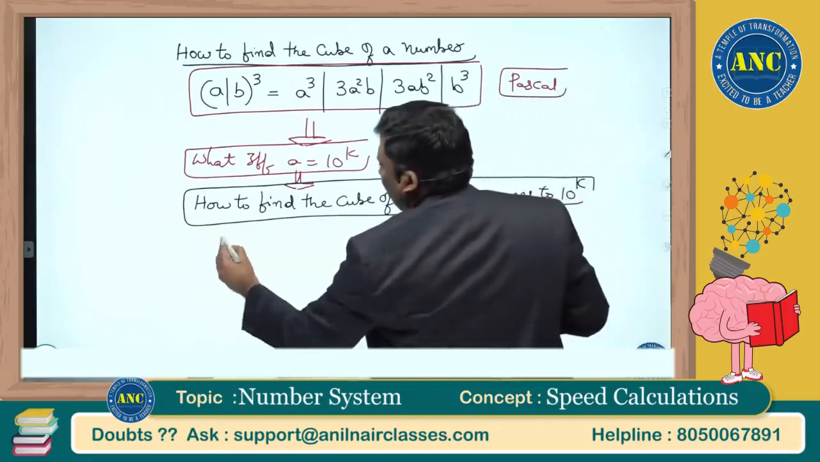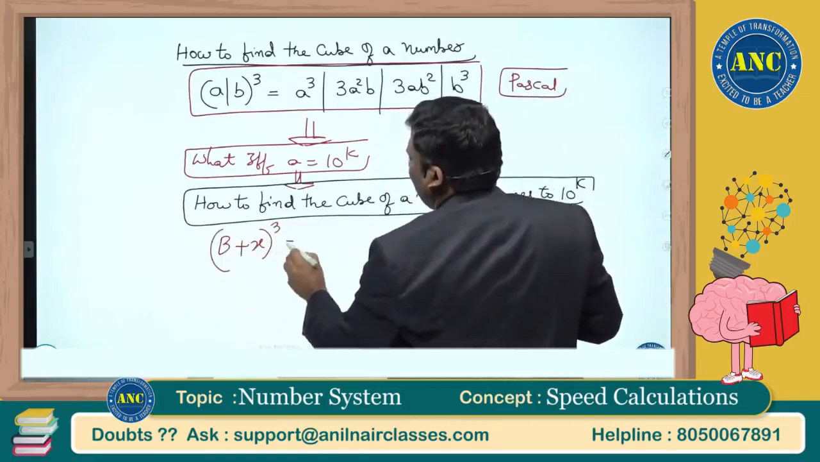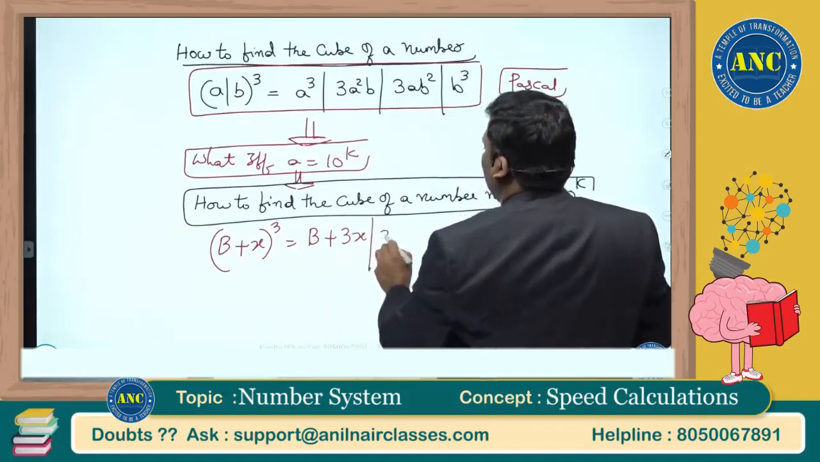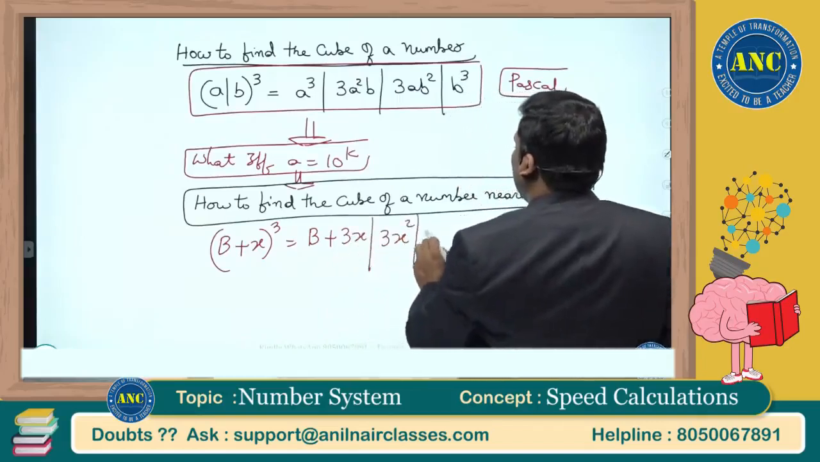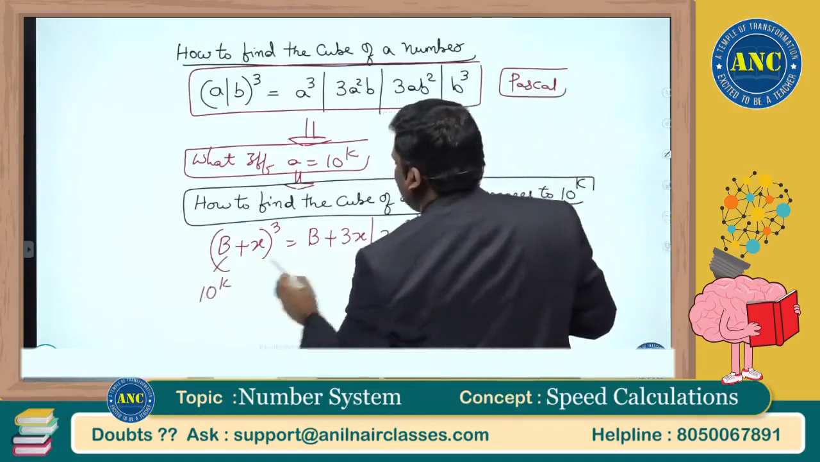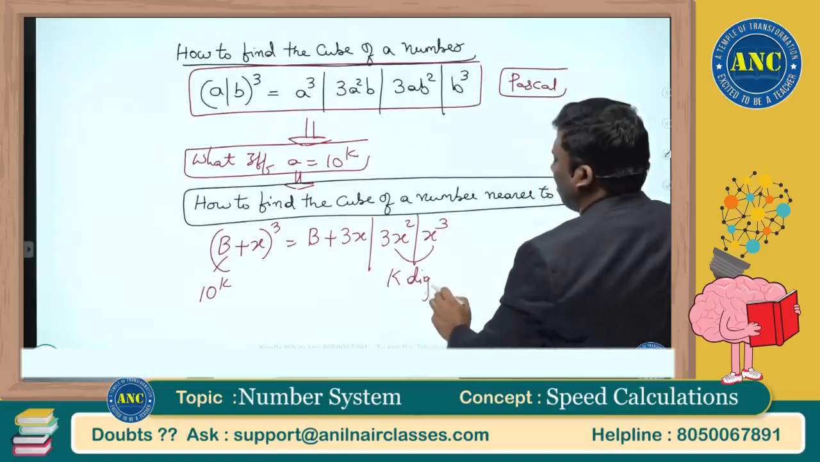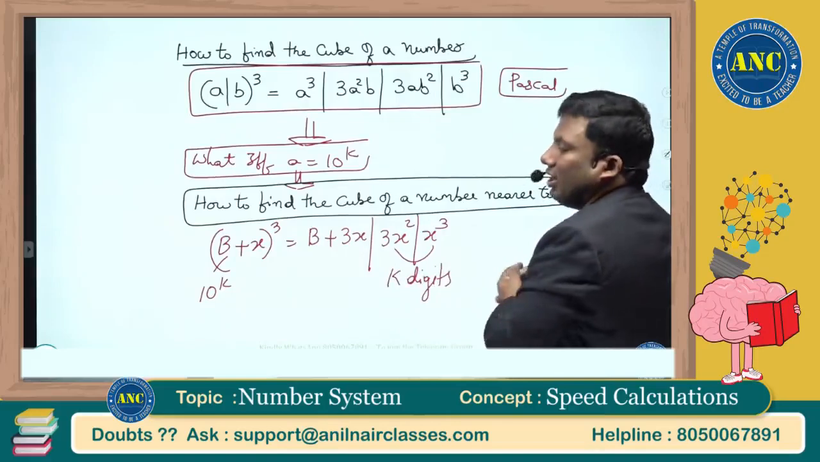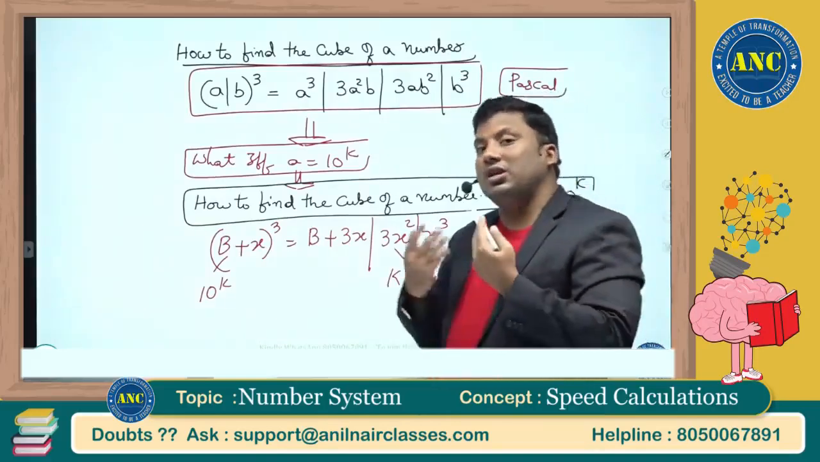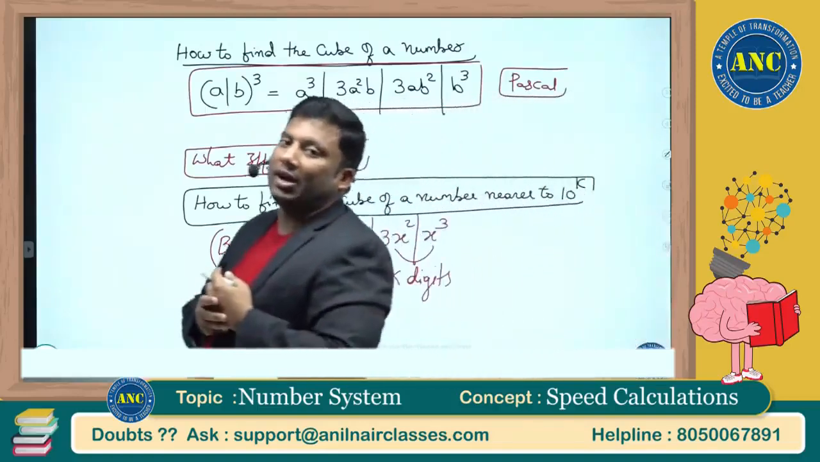So this will be optimized to (b + x) power 3, which is b cube plus 3bx square plus 3x squared b, plus x cube. Here x is a power of 10. The last places should take k digits. It can be used to find 102 cube, 996 cube, 998 cube, 1004 cube and so on.